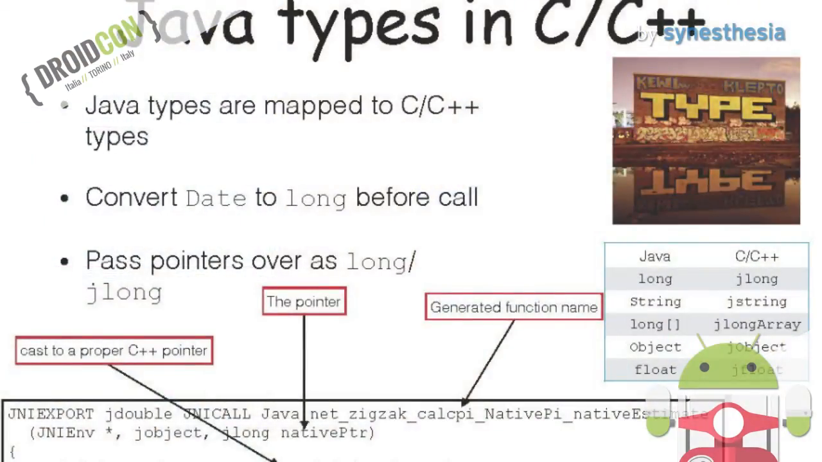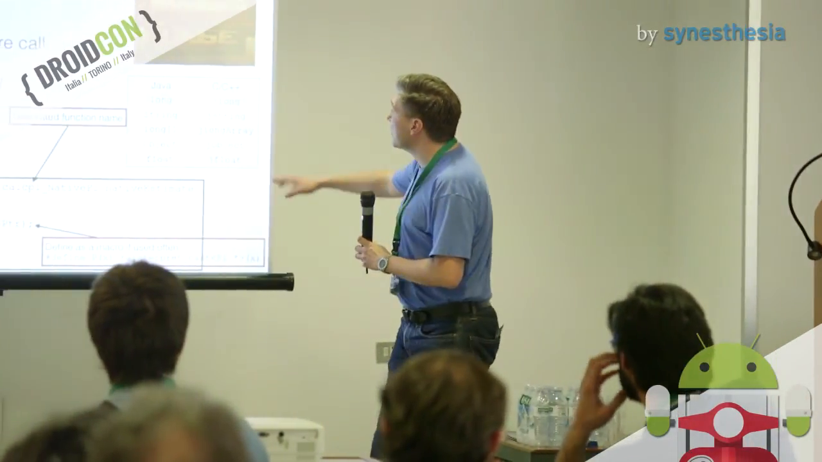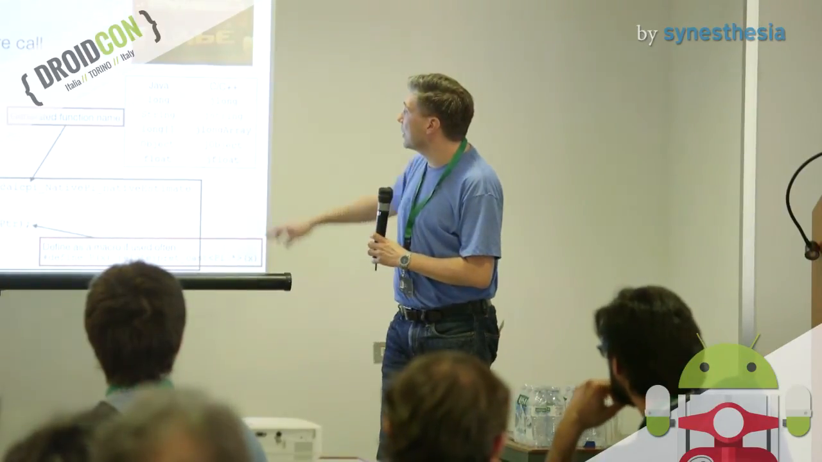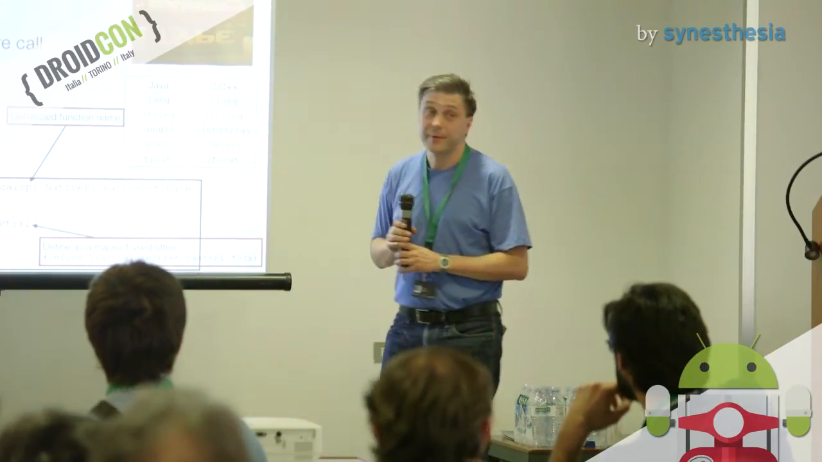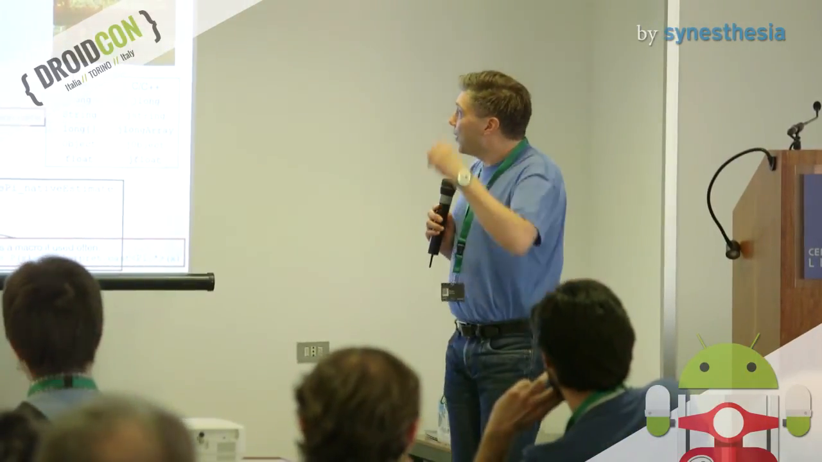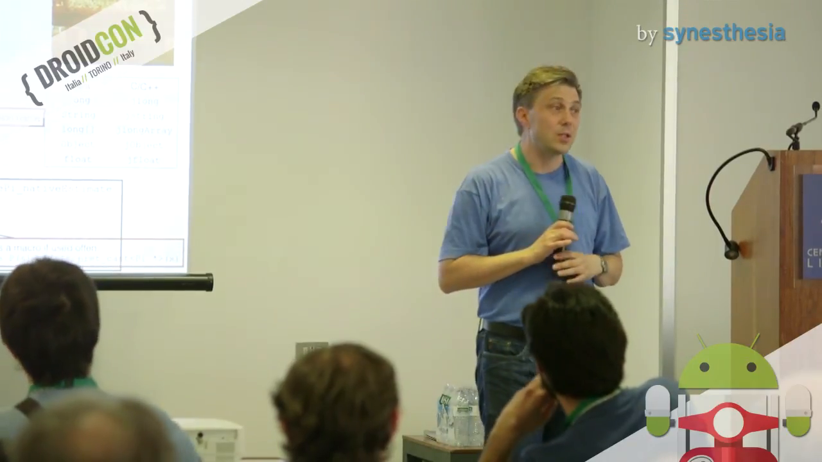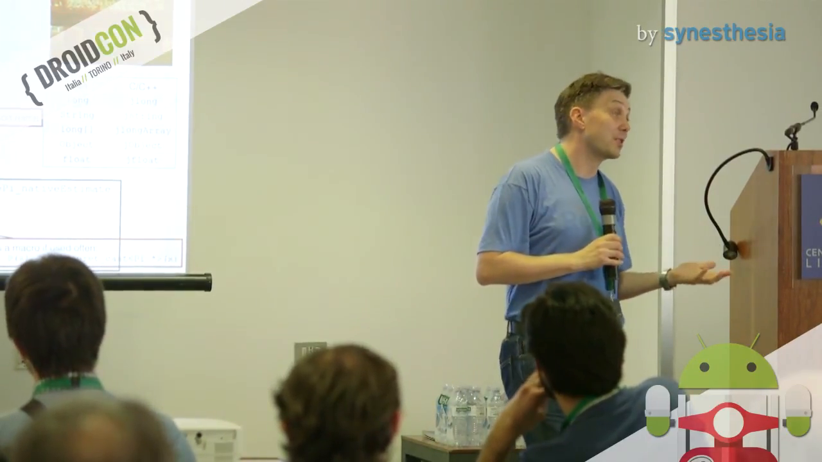And you can see here the long in Java became the jlong, because long is something else in C, so we have to have a special one called jlong there. And in general, the string becomes the jstring, and the arrays become another data structure called jlongArray. And another thing is that if you want to take a Java Date object, C++ doesn't have anything like that.